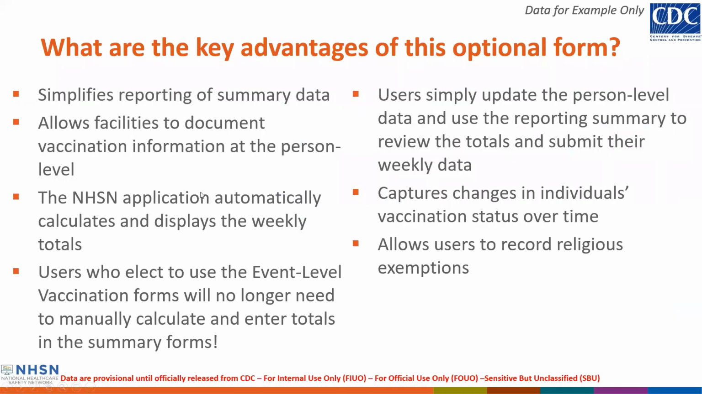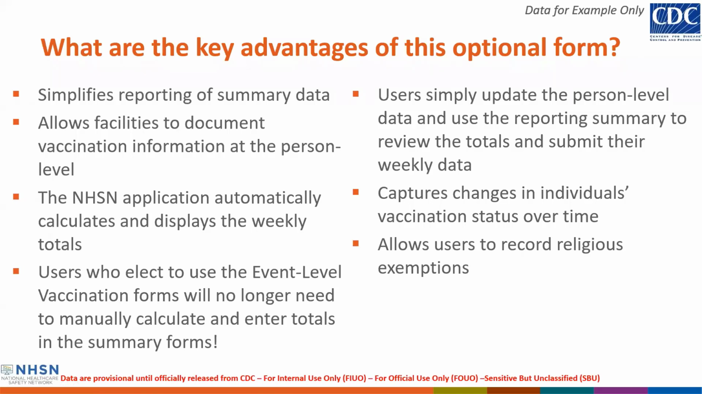So Hannah, we've touched on a couple of the advantages of this form already, but what would you say are some of the key advantages of this method over those other two methods we've discussed? Yeah, like you just said, using the event level vaccination form can really simplify the reporting of the summary data because you just maintain the person level data and then you let the NHSN application do the harder work of calculating and entering the totals. So that's one major advantage.